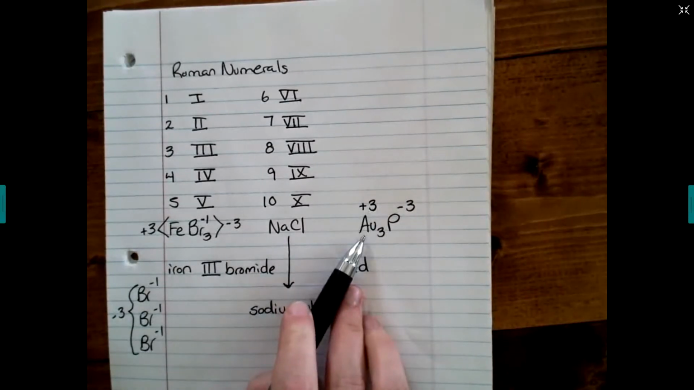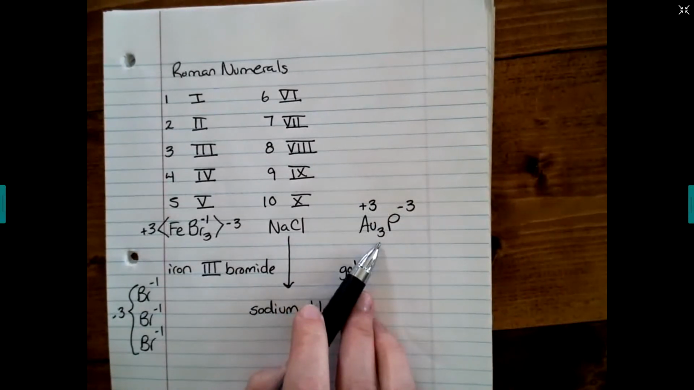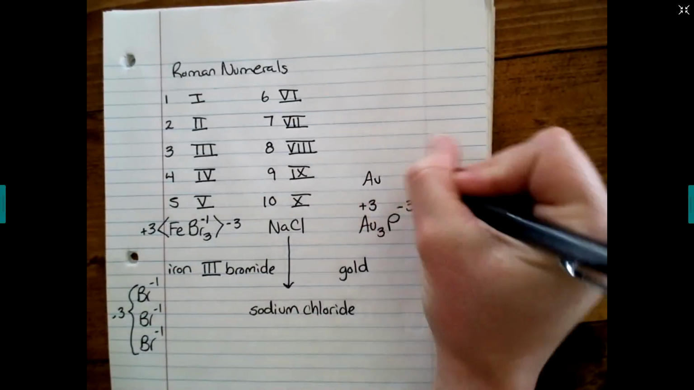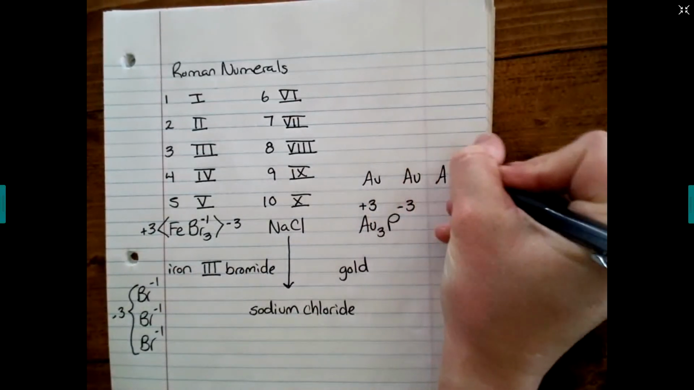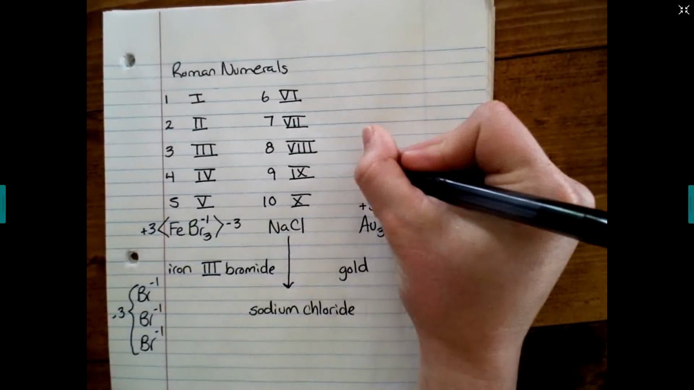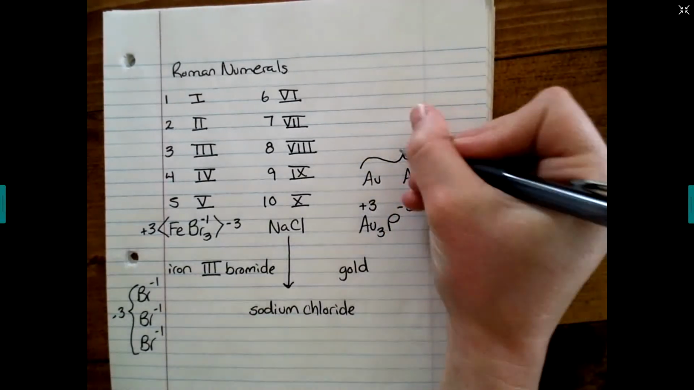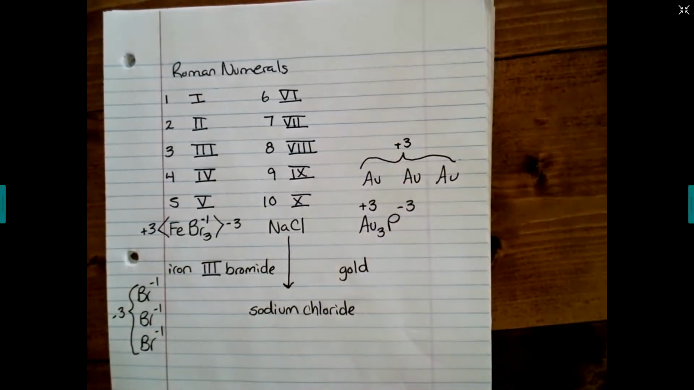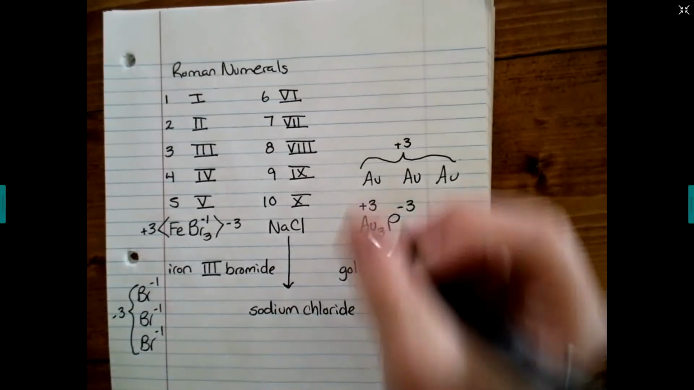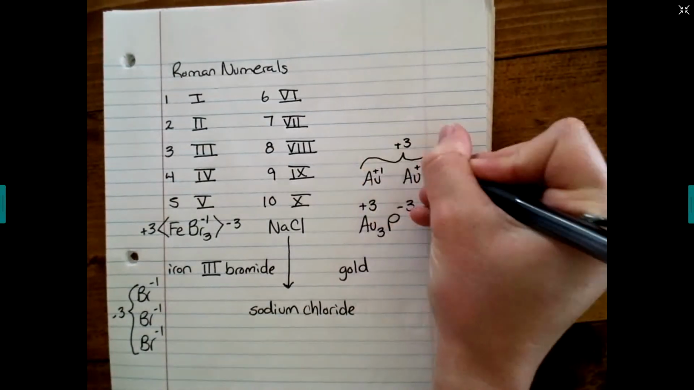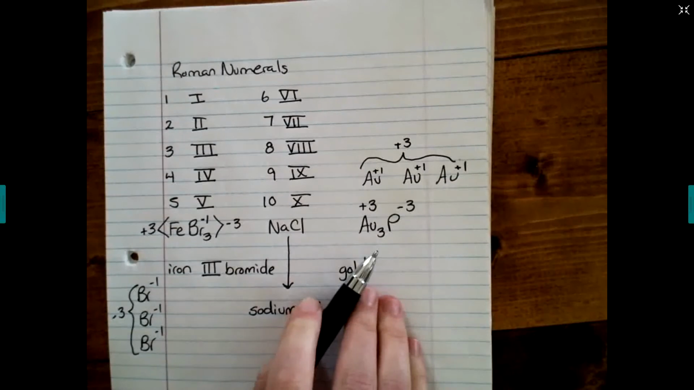But this time, we have 3 golds. So that means that all 3 of your golds, together, their charge equals +3. So the charge of each one individually must be +1.